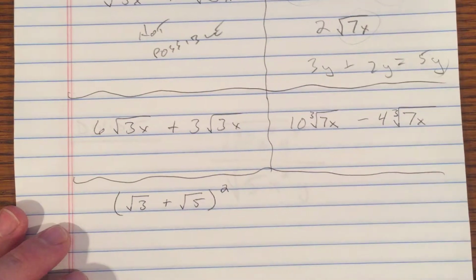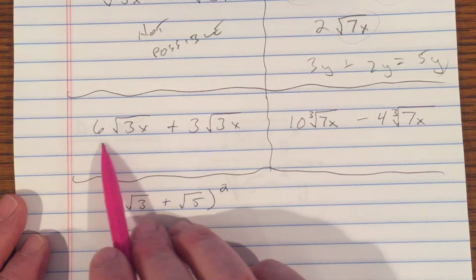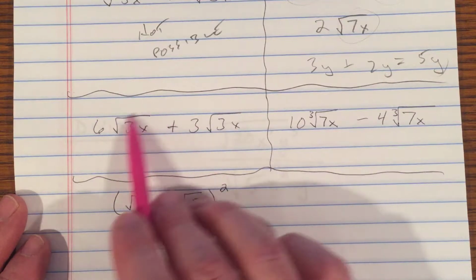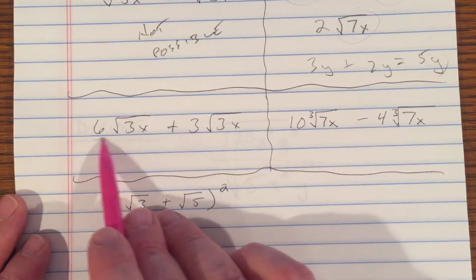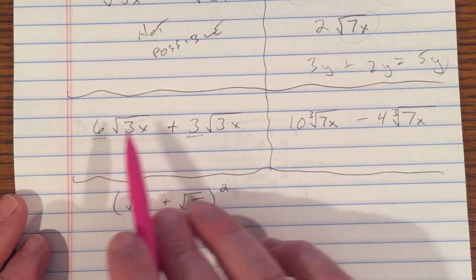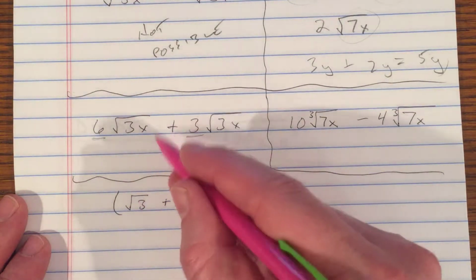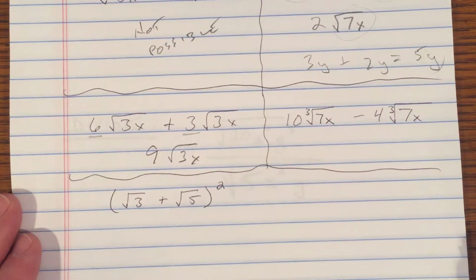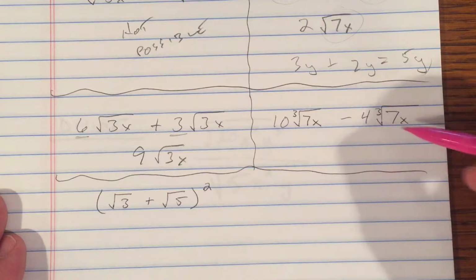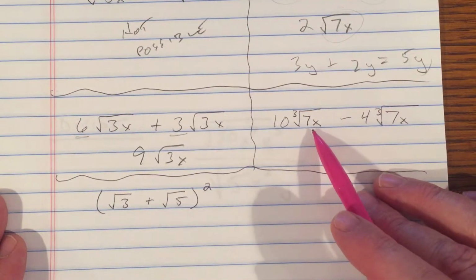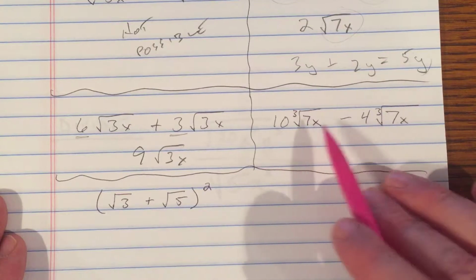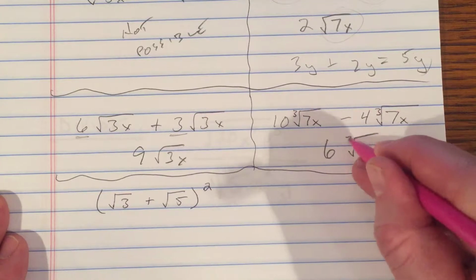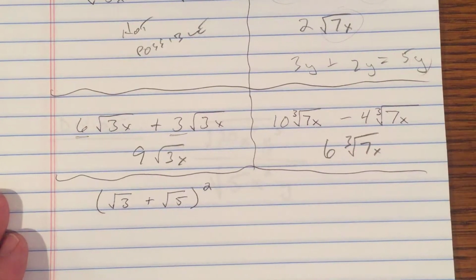So the next piece is, okay, kind of little situations that you see then. So I have 6 square roots of 3x plus 3 square roots of 3x. So each of these are the same. Now I'm just adding that number out in front. So if I have 6 of them and I have 3 of them, when I put them together, I have 9 square roots of 3x. And with this one here on the right, subtraction, they are both cube roots of 7x. So again, same index number, same stuff inside, so I can simply just subtract those. So 10 minus 4 is 6 cube roots of 7x.